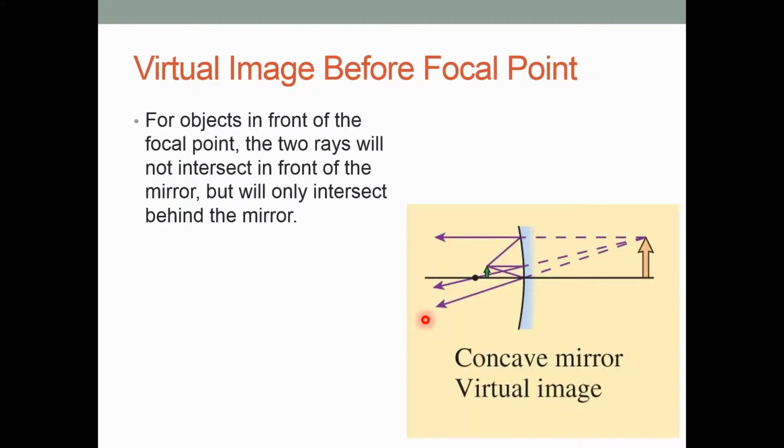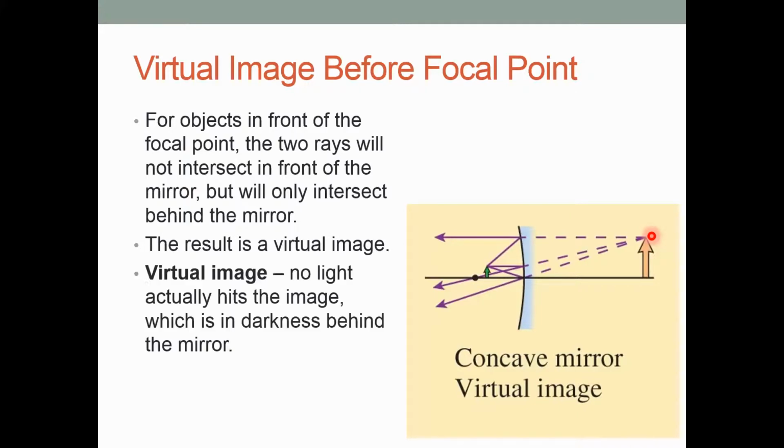The way we find it is, instead of following the reflected rays, we imagine those reflected rays came from behind the mirror. We extend those rays, and that will show us that an object between the focal point and the mirror will create a virtual image. The only place those rays converge is on the opposite side of the mirror. So the result is a virtual image. That means no light actually hits the image. It's in darkness behind the mirror, but it appears to come from behind the mirror.